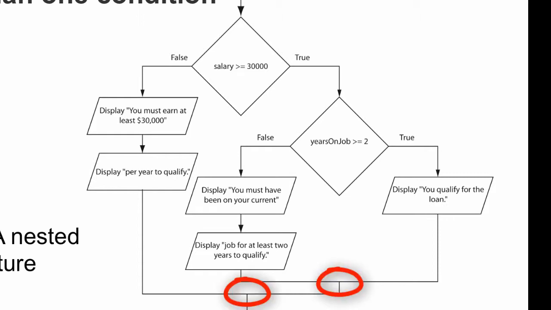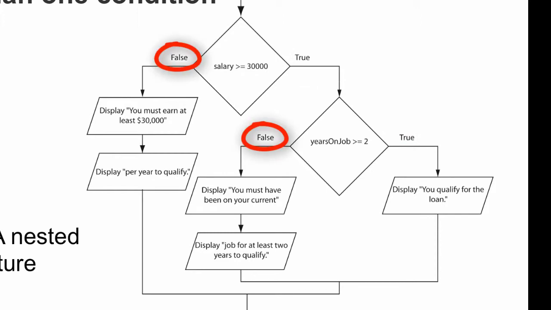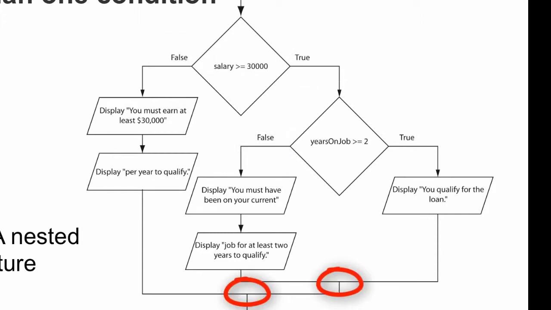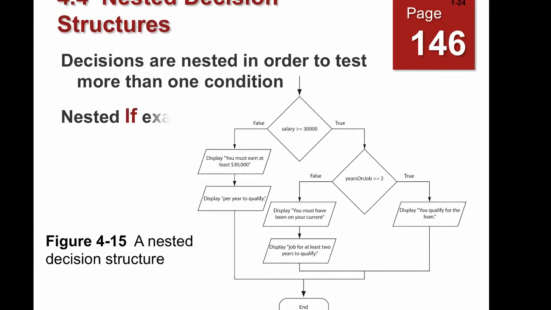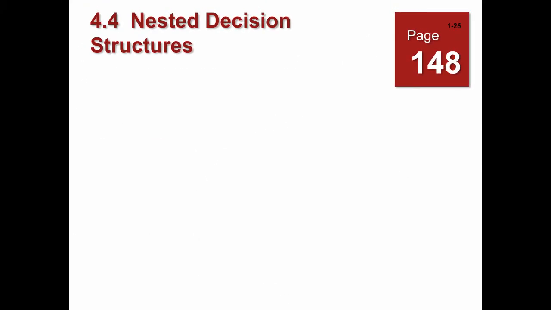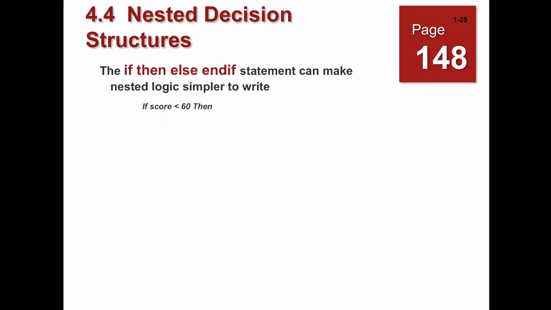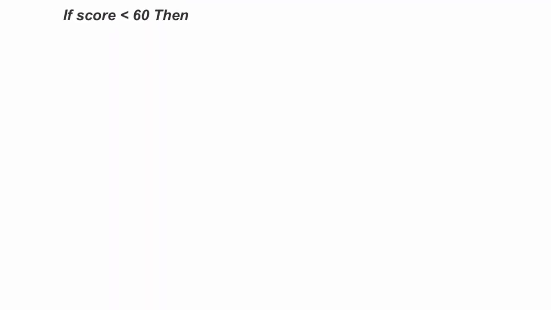End if, end if. So we've got 2 if statements and 2 then statements, 2 else statements, and 2 end ifs in this whole thing. That's called a nested if. So if we look at the nested if, it's if, then, else, end if. And we can nest them to make them simpler to write. So here's a real complicated one to figure out grades.